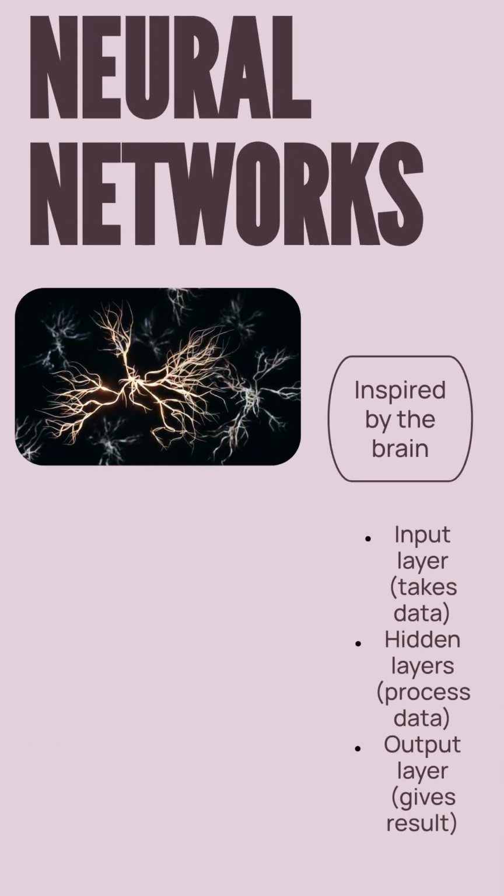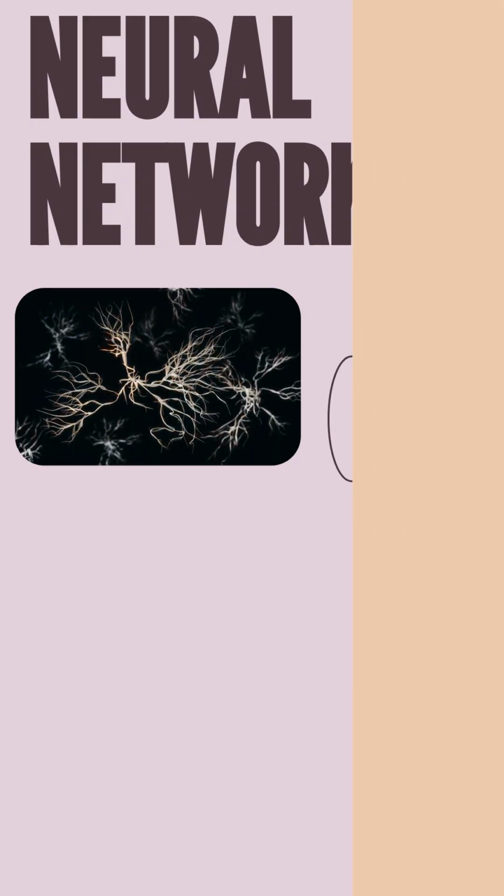Deep learning is built on neural networks, inspired by the human brain. They consist of an input layer, hidden layers for processing, and an output layer for the result. Think of it like predicting house prices based on size and location.